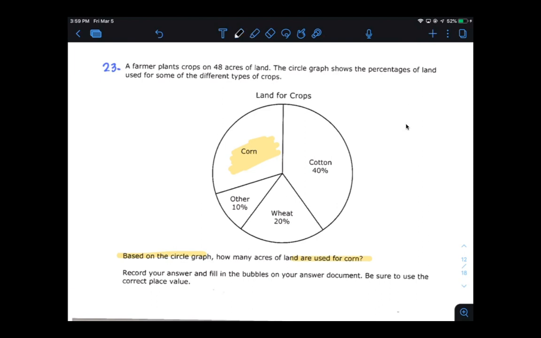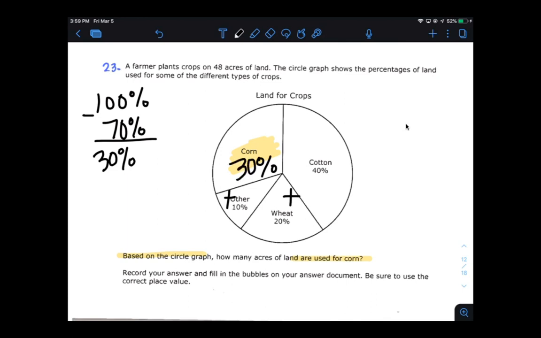So let's see, you know that all the parts in a circle graph must add up to 100, right? A circle equals 100%. So in order to find the percent that belongs to corn, we add 40 plus 20, that's 60, plus 10, we have 70%. That's 70% for all the other crops, and we're going to subtract that from 100%. We'll find out that 30% of the land is designated for corn. So we have 30% right here.